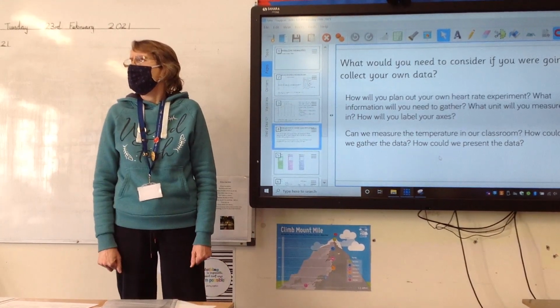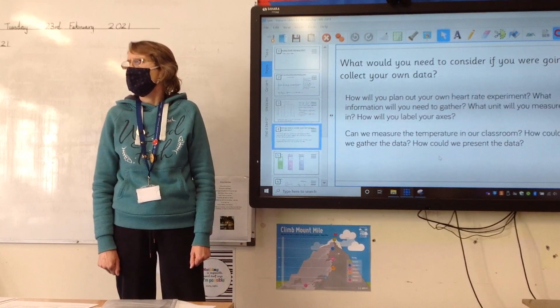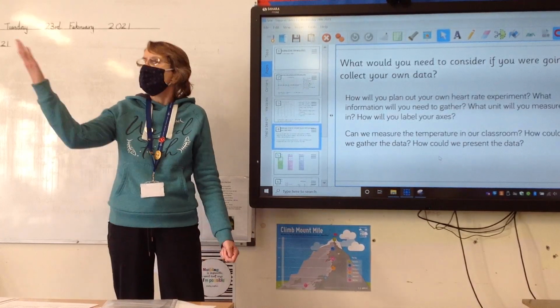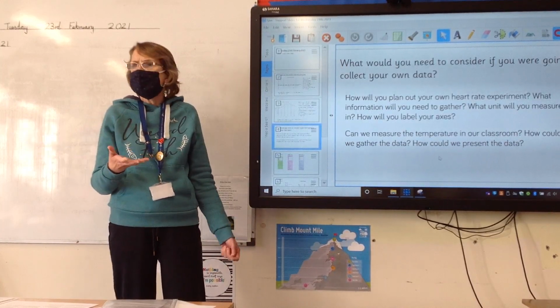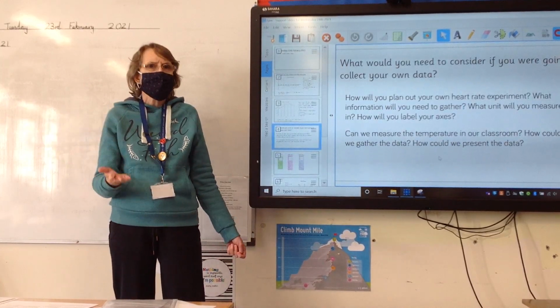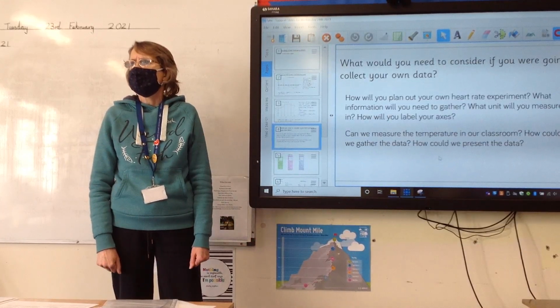Well, you have to think about how you're going to collect the data. For temperature, I would probably use a thermometer. Good. Okay, so we would use a thermometer. Yeah, that's the first thing. We need to accurately measure it. So we'd use a thermometer and we measure it in degrees centigrade. Okay, what else would we need to think about?